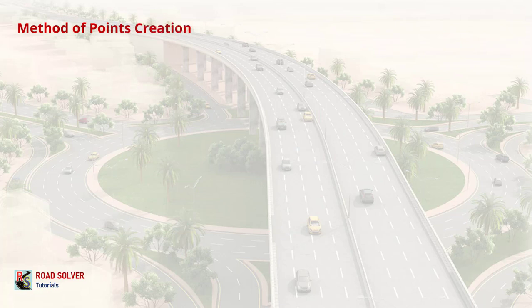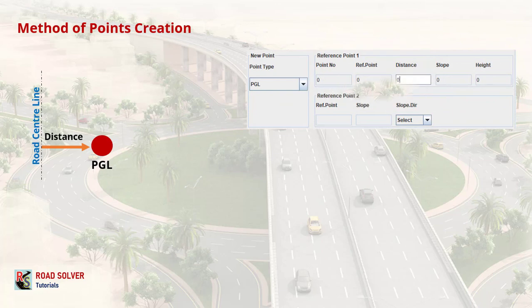Now we will see the method of point creation, how the point is calculated. First one, the PGL. PGL always comes from the road center line. So we give only the distance. That will be enough for the PGL creation. If it goes to the right side, it will be a positive number, and on the left side a negative number. If it is in the center, you can use 0.